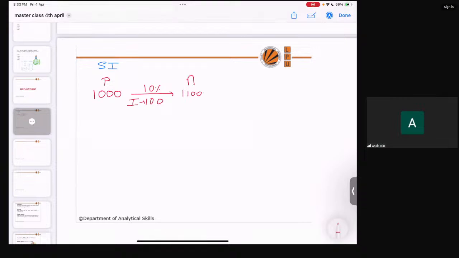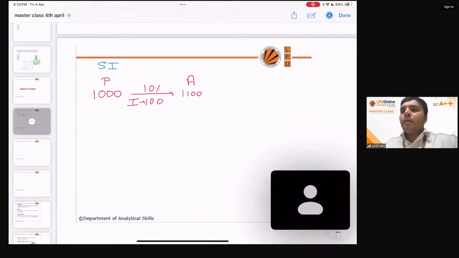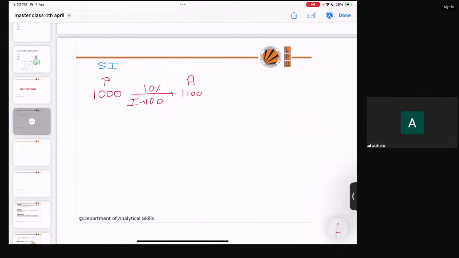This is the amount. So in case of simple interest, the interest remains the same after every year. If you have 1000 rupees, it becomes 1100 rupees after 1 year. This is the amount after the first year. Suppose in the second year again you get 10% interest. So we get 10% interest on 1000 rupees. 10% of 1000 is again 100. So your 1100 becomes 1200.